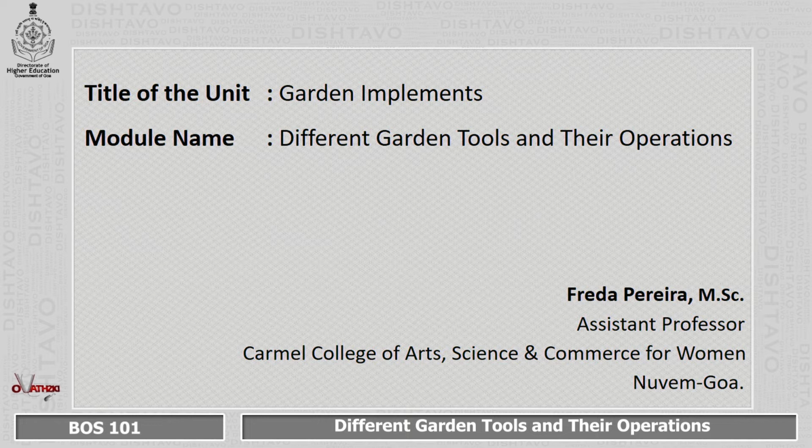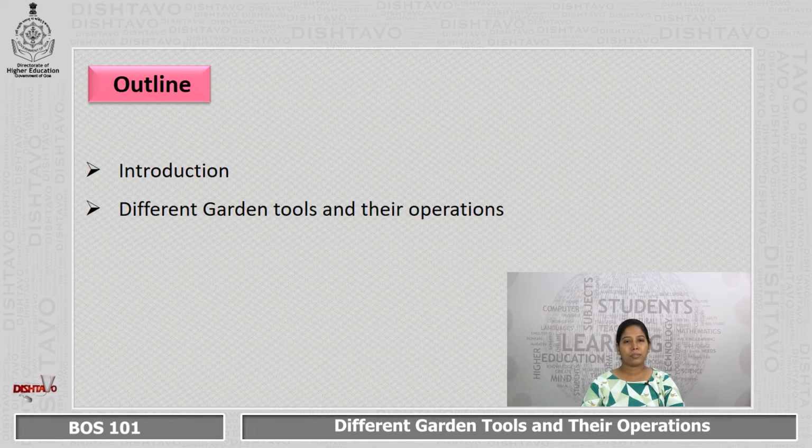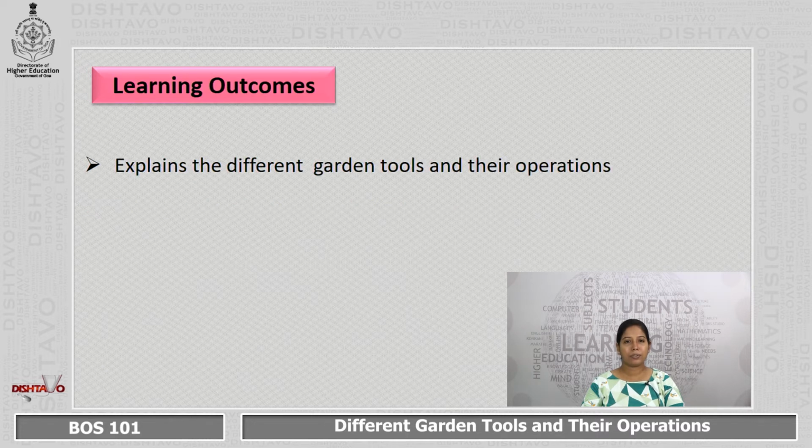The course title is Floriculture. Title of the unit is Garden Implements. The module name is Different Garden Tools and their Operations. The outline of this module is Introduction and Different Garden Tools and their Operations. Learning outcomes of this module: the student will be able to explain the different garden tools and their operations.